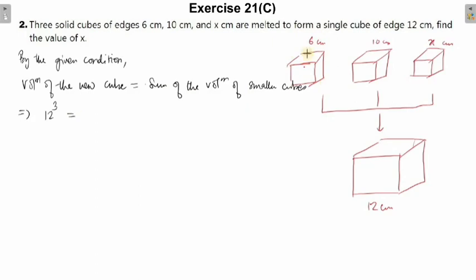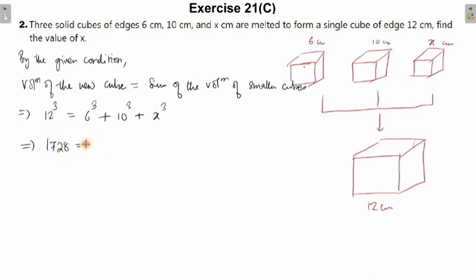This is equal to the sum of the volumes. So what is the volume of this? It will be 6 cube, plus the volume of this will be 10 cube, plus the volume of this: each side is x, so its volume is going to be x cube. Now let's quickly calculate 12 cube. 12 cube means 12 into 12 into 12. If you calculate 12 into 12 into 12, you get 1728.